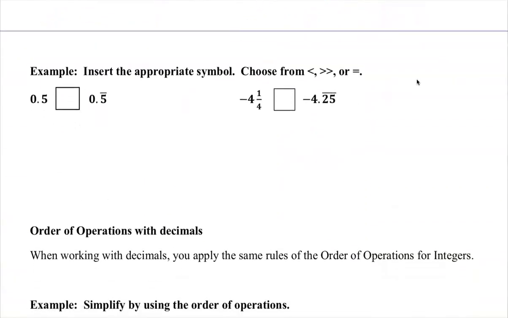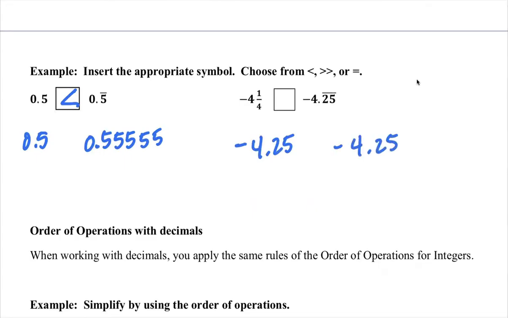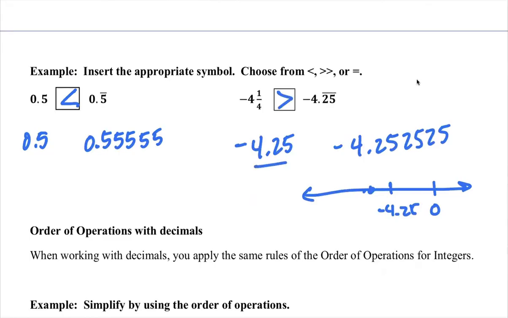All right, insert the appropriate symbol. So on the left side, we have 0.5. On the right side, it's 0.5 repeating, which means this one is bigger. So 0.5 is less than 0.5 repeating. Next, negative 4, I'm going to convert that, negative 4.25 and negative 4.252525. Remember on the number line, when we're dealing with negative numbers, negative 4.25 would be here, negative 4.252525 would be over here a little bit, so that one's further to the left. So this one is the greater number.